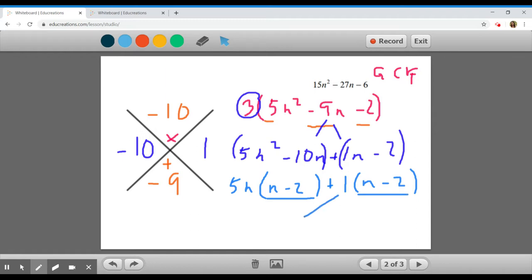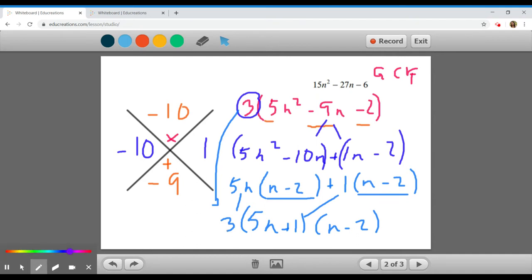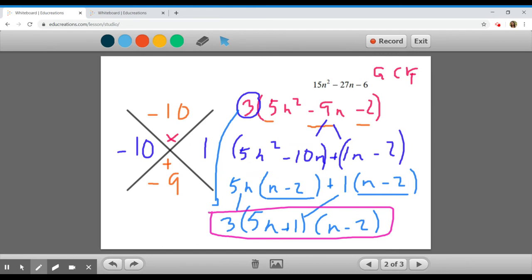We'll bring those coefficients together in a binomial so that 5n and 1 is being distributed to n minus 2. And this is when I'm going to carry down that 3 as my other factor. So my final factored form: 3 times the quantity of 5n plus 1 times the quantity of n minus 2.